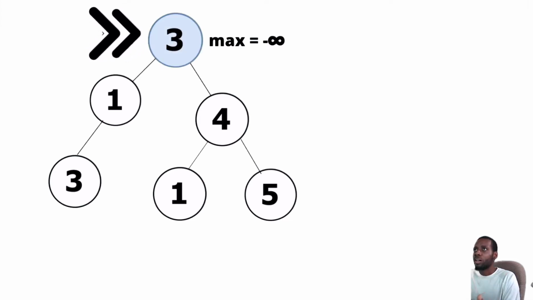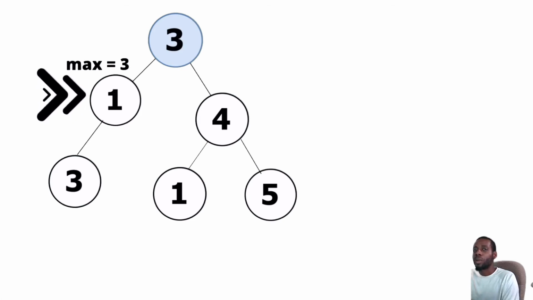So we go on to the next one. 3 is gonna pass in 3 to 1, and it's gonna pass in 3 to 4, to each child, because 3 is the maximum value in that path that we've seen so far. So that's why we're passing the maximum, which is 3, since 3 is greater than negative infinity.